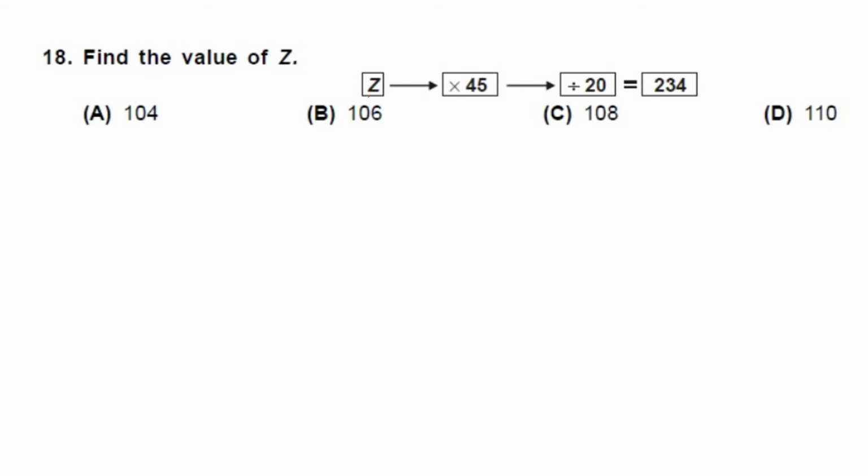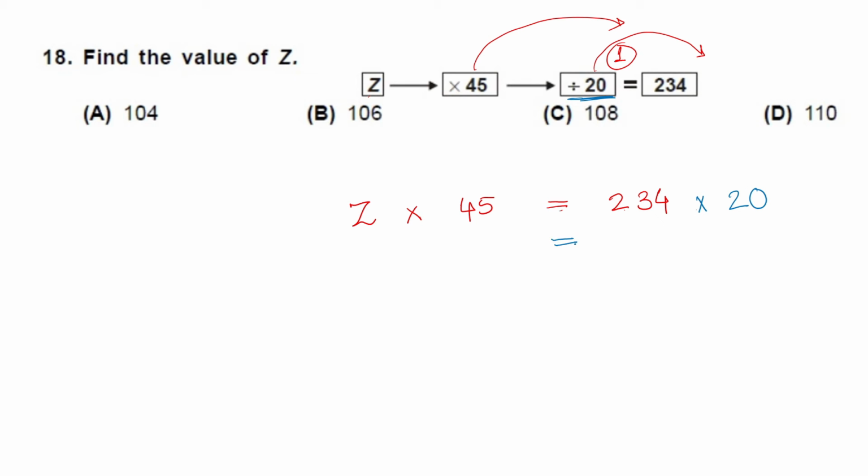So here we will do it by moving each expression on to the right hand side. First we'll move this expression, so that makes it z times 45 is equal to 234. So division will become multiplication when you move on the other side of equal to, which is 234 times 20. Now this is equal to 4680.